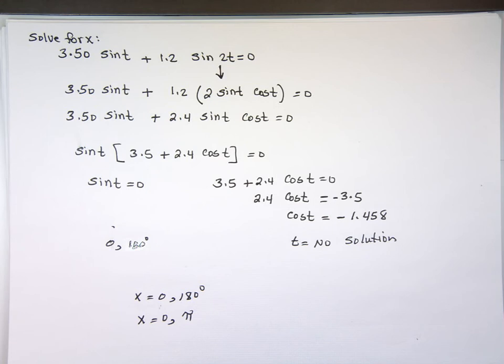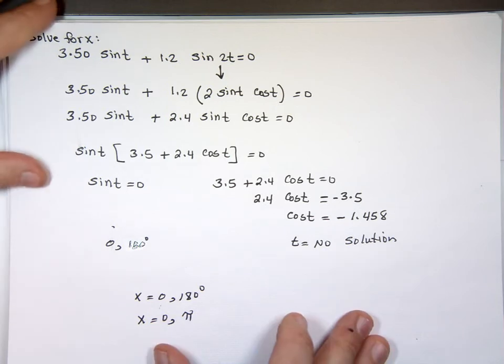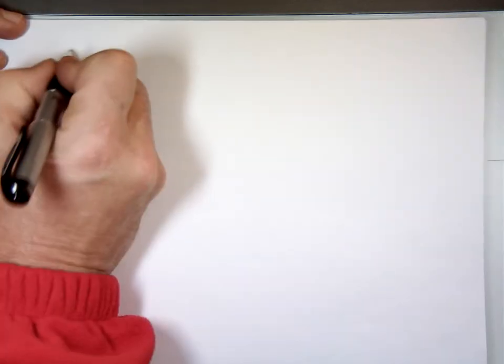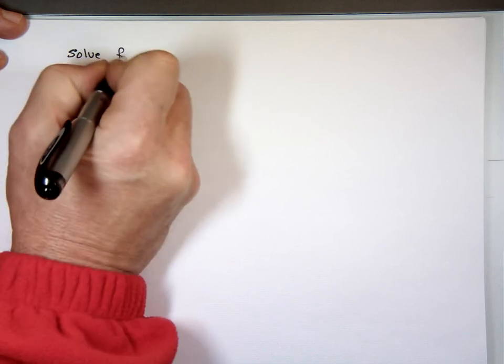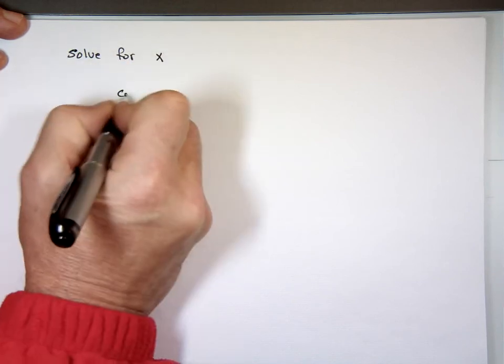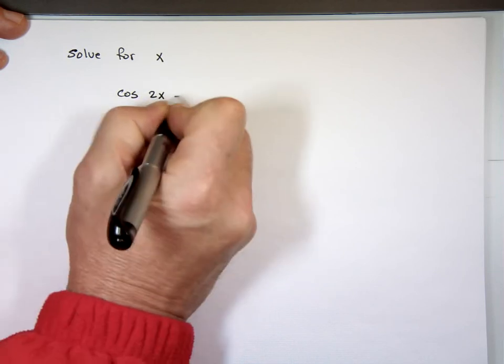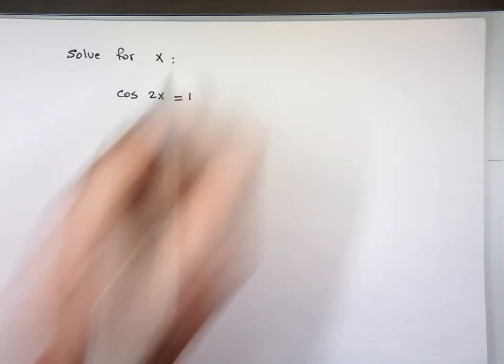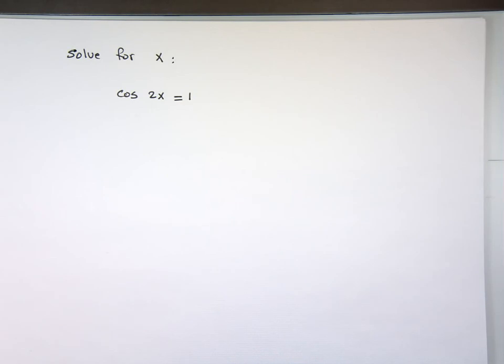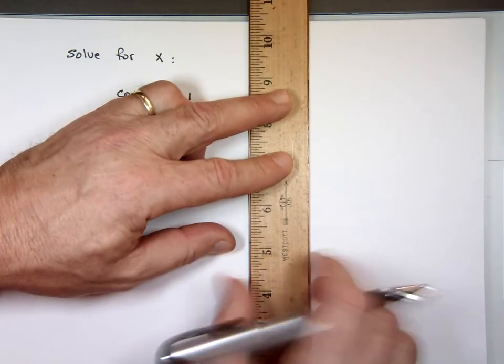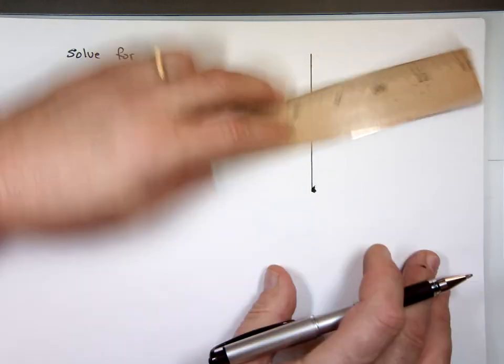I wanted to do one with like double the angle, but I know I'm not going to have enough time. I'll just make a simple one. Just one simple one. Maybe I can do it quickly. Solve for x. Cosine 2x equals 1. I just want to solve that one. Just in case you forgot, let's put this, x between 0 and 2 pi.